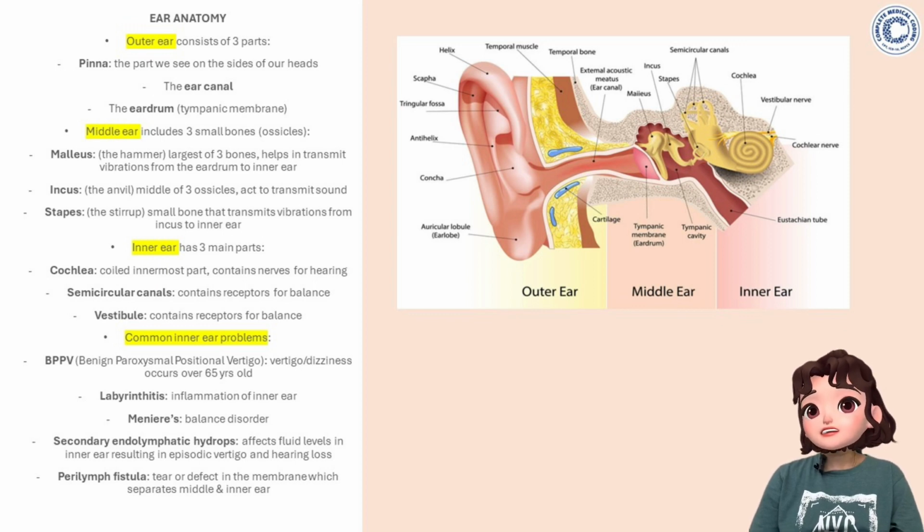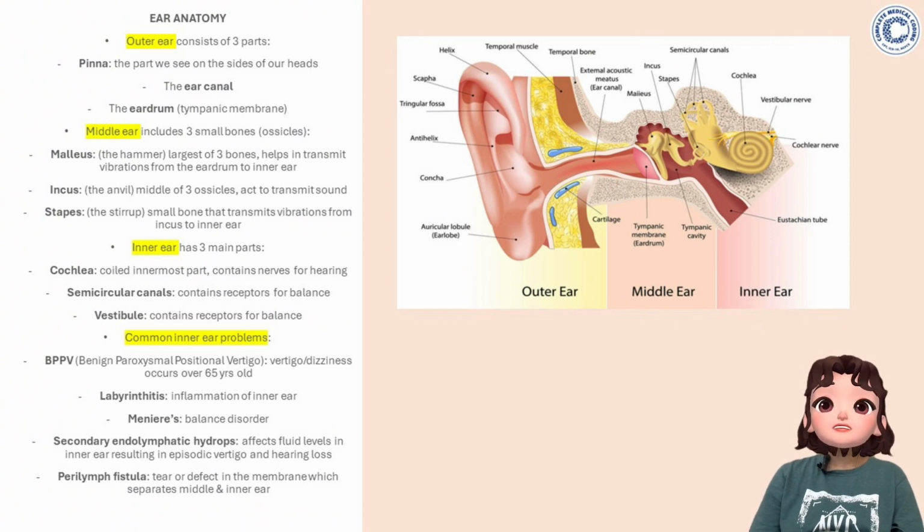Then comes the inner ear, which has three main parts: cochlea, semicircular canals, and vestibule. The cochlea is the coiled structure. You can just look at the picture. The coiled part is the cochlea, the innermost part of the ear, and it contains nerves for hearing. Semicircular canals contain receptors for balance. Vestibule also contains receptors for balance. So the cochlea helps in hearing, while the semicircular canals and vestibule both contain receptors for balance.